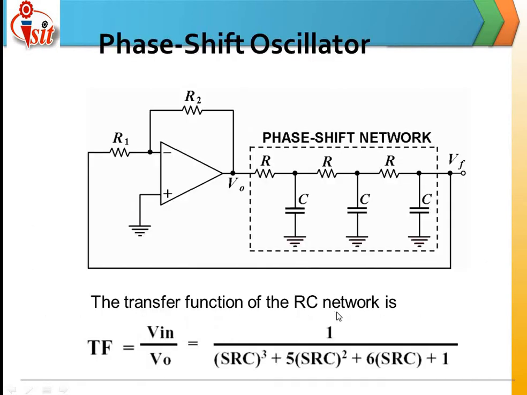Then this is a circuit related to the phase shift oscillator. For that phase shift oscillator, the phase shift circuit is related to a parallel combination of the RC network. Just see over here, R and C components are connected parallel with each other. Then the transfer function of that RC network is TF equal to Vin divided by V0. That is nothing but 1 divided by (SRC)^3 plus 5 (SRC)^2, that is a series combination related to RC component, and plus 1 related to this.